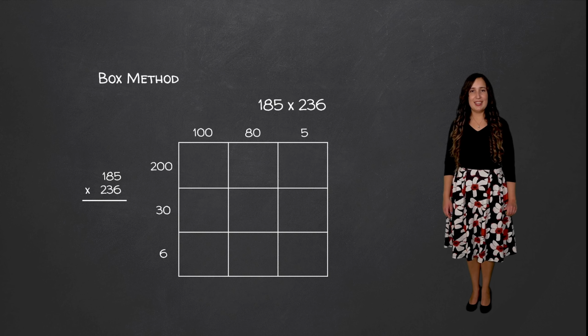And now we're going to multiply. So 200 times 100 is 20,000. 200 times 80 is 16,000. 200 times 5 is 1,000.